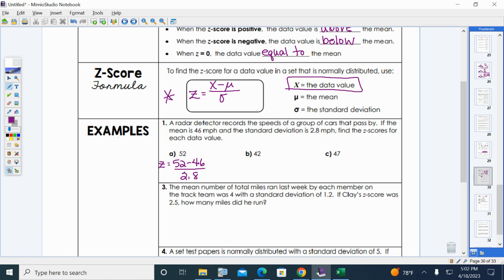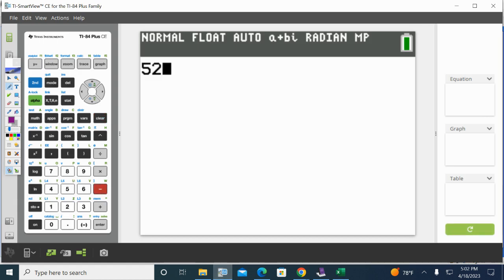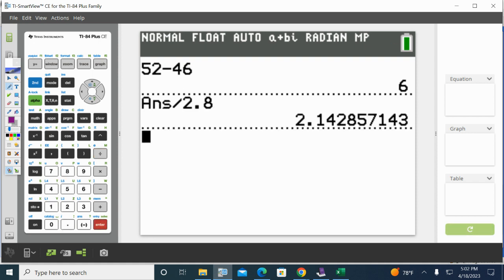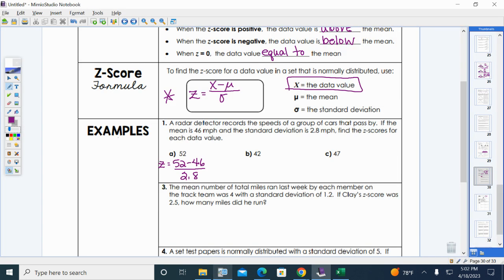So you would go to your calculator and you would do the 52 minus the 46 and then divide that by the 2.8. And that's going to give you 2.14. Now, what does that mean exactly? What that means is that 52 falls 2.14 standard deviations above the mean. So if you think in terms of your normal distribution, it's a little bit past that second standard deviation away, to the right, above the mean.